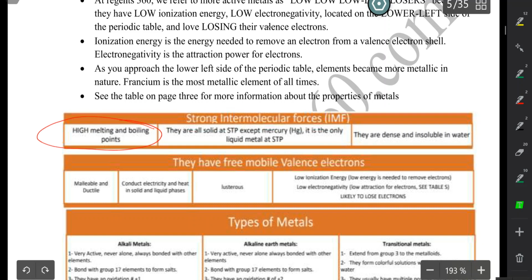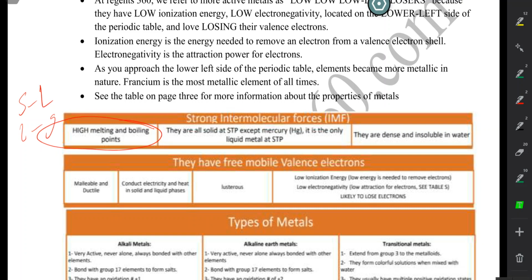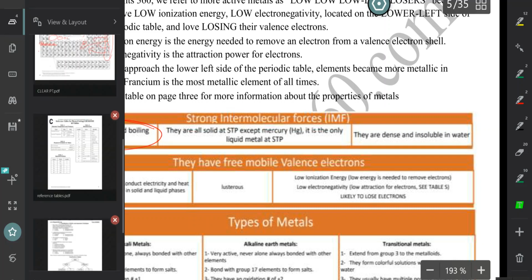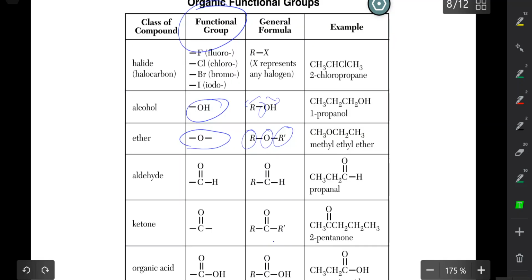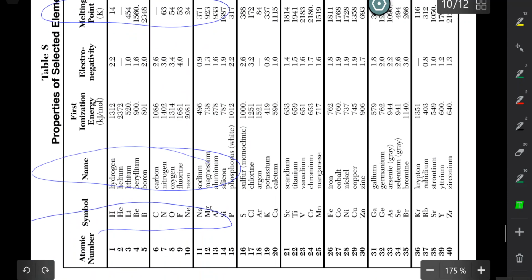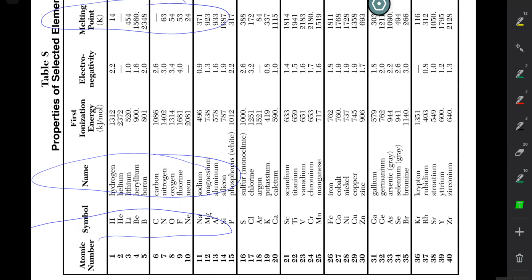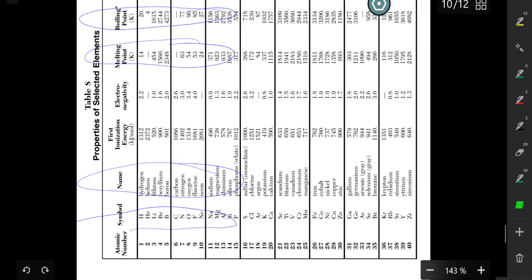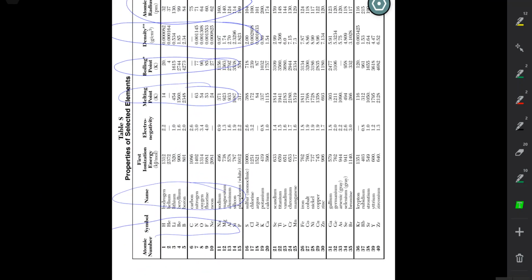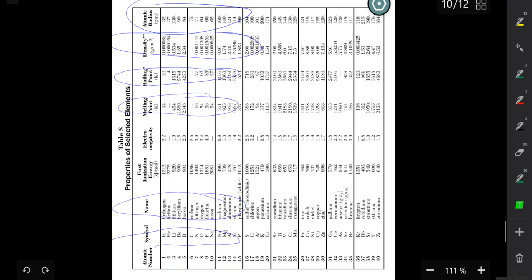This means that they melt at a very high temperature, meaning they change from solid to liquid, and they boil at a very high temperature, meaning they change from liquid to gas. If you want to see the melting points and the boiling points of these elements, you can look at table S. Sorry, this is sideways, so you'll have to turn your screen, or print table S, or print the reference tables from Google. Just type in Regents Chemistry reference tables, and you'll get everything.